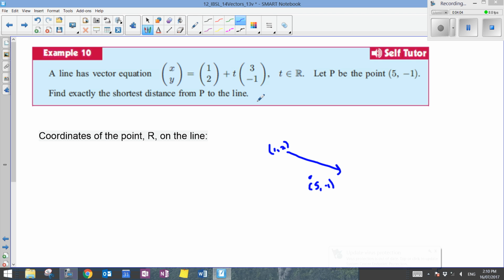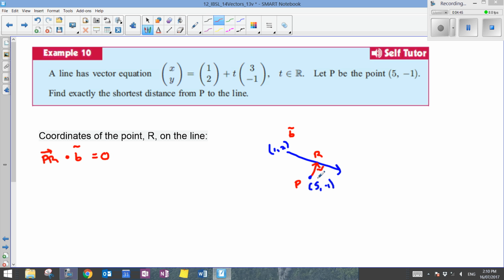Okay, and we want to drop a perpendicular from this point P to the line, so that makes a right angle, and we're going to call that point R. Okay, so find exactly the shortest distance from point P to the line. All right, so our first job is to find PR, because what I'm going to want to do is dot PR with this vector that we'll call B, just because that's what we were using in our last example. And we want to make that 0.